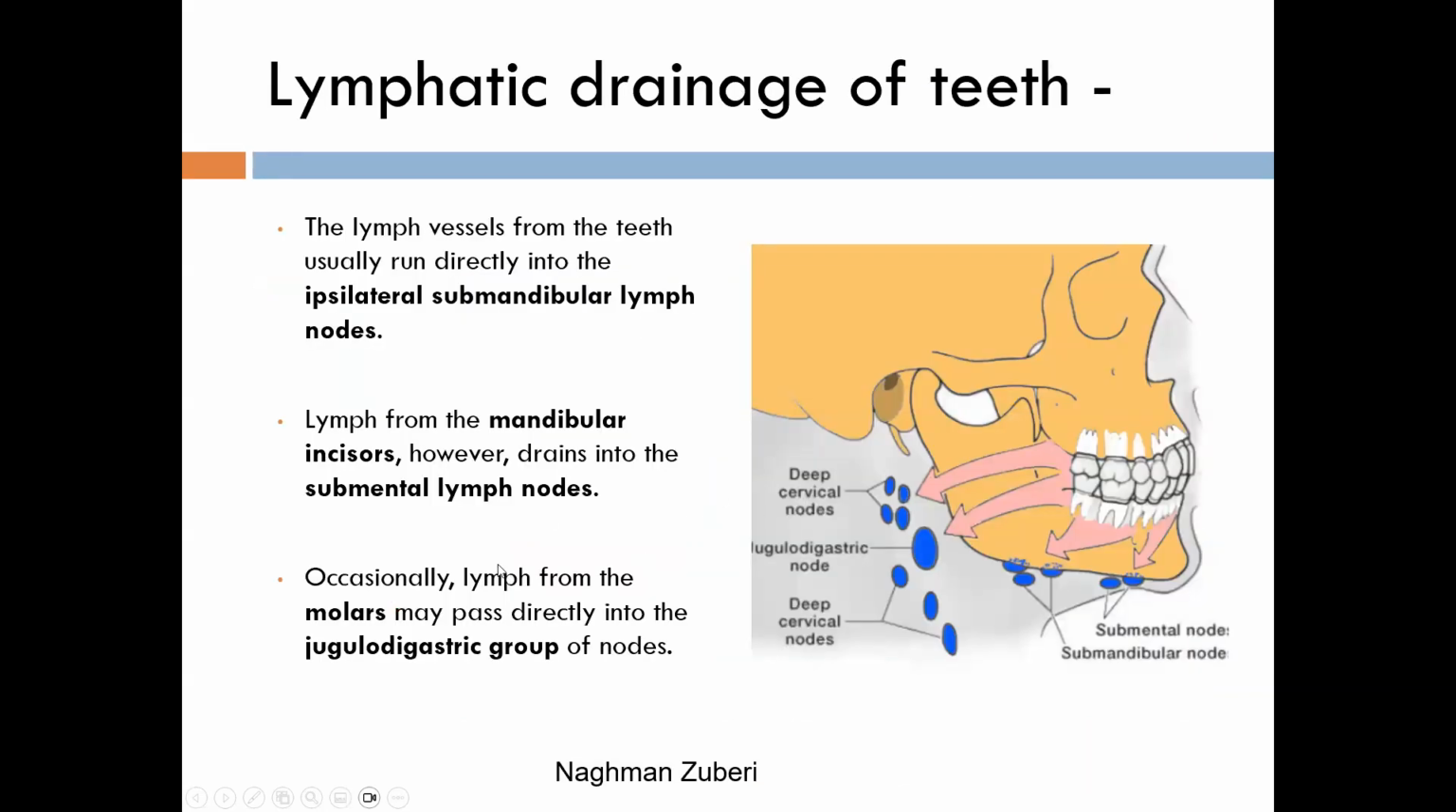Lymphatic drainage of the teeth. The lymph vessels from the teeth usually run directly into the ipsilateral, meaning on the same side, submandibular lymph nodes. Lymph from the mandibular incisors, however, drains into the submental lymph nodes, and usually a question comes on that, about the lymphatic drainage of the mandibular incisors. Occasionally, lymph from the molar may pass directly into the jugulo-digastric group of the lymph nodes.